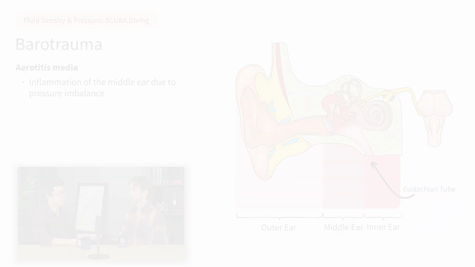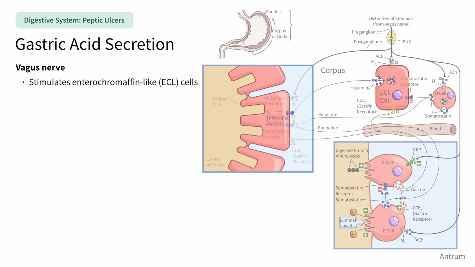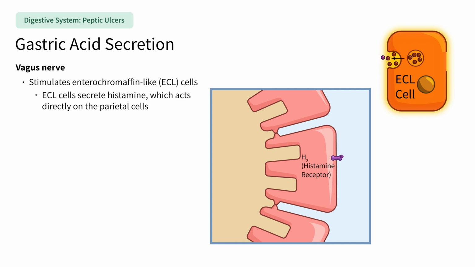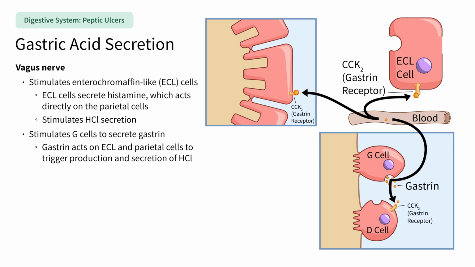We feel that pop. The vagus nerve, which we mentioned earlier, also stimulates enterochromaffin-like cells, which secrete histamine and act directly on parietal cells. And this also stimulates HCl secretion. And the vagus nerve does one other important thing, which is to act on G cells to secrete gastrin. And this acts on ECL and parietal cells, triggering further production and secretion of HCl. So all of this is leading to a lot of HCl secretion.